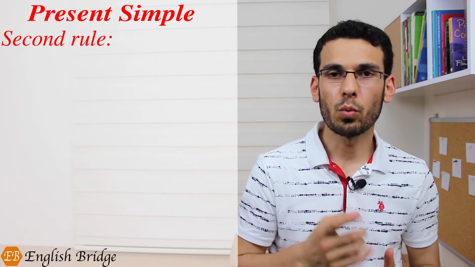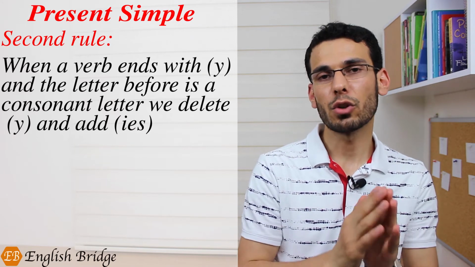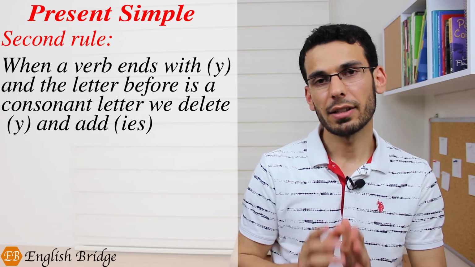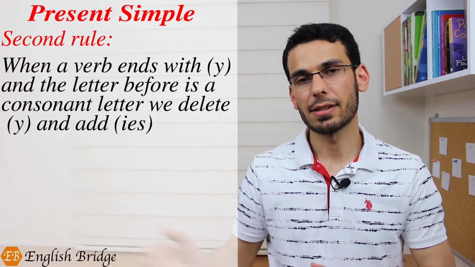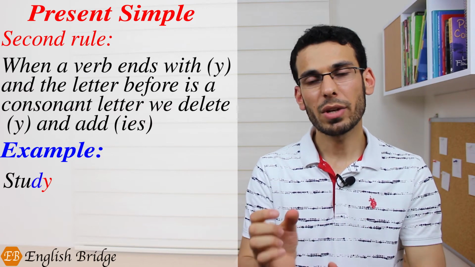Rule number 2 is with y. When you have y at the end of the verb, and before y we have a consonant letter, you should delete y, and instead of y we should add ies. Example is study. Study finishes with y. Before y we have d.